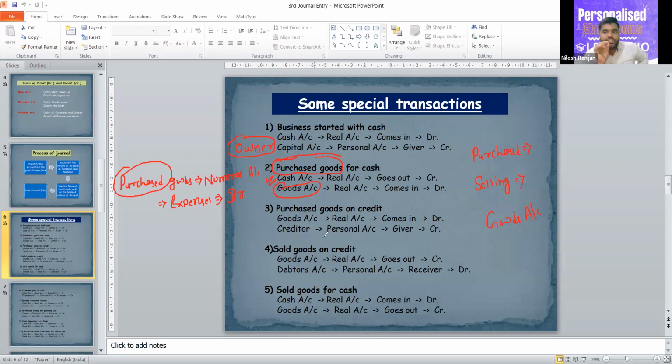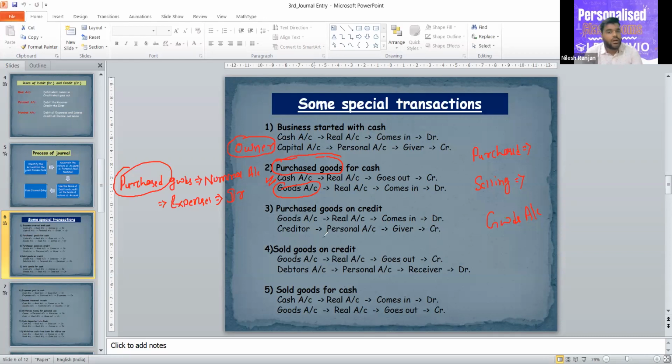So that's why instead of goods, we write purchase. So you can pass the second entry with any of these two methods. You will think from the perspective of goods account, or you can think from the perspective of purchased goods, which is a nominal account. The next is purchased goods on credit.